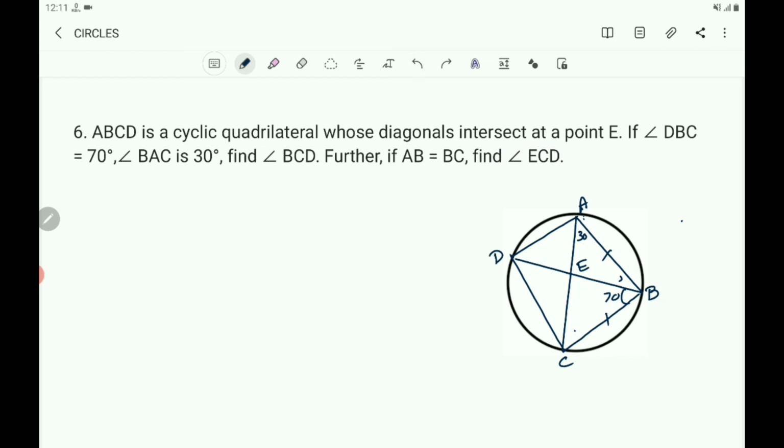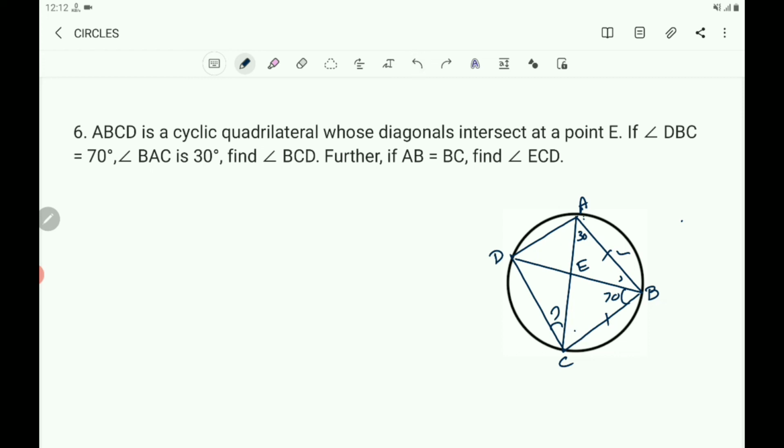Here what is given? ABCD is a quadrilateral. Diagonals intersect at a point E. This is the point E. And also it is given AB is equal to BC. And what you have to find out? We have to find the angle BCD, and also we have to find the angle ECD. Here which is the angle ECD, this is the angle ECD. This whole angle we have to find out, and this angle we have to find out.